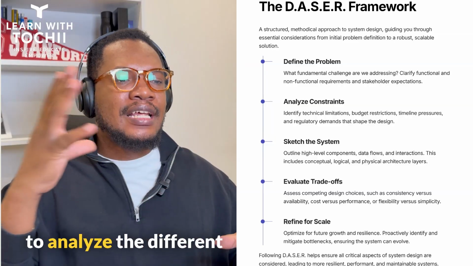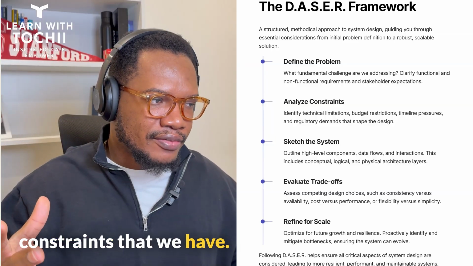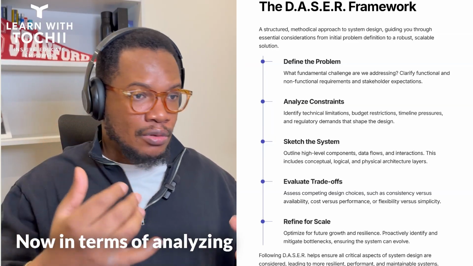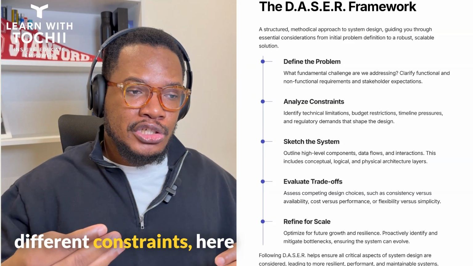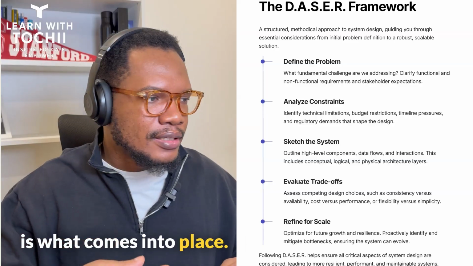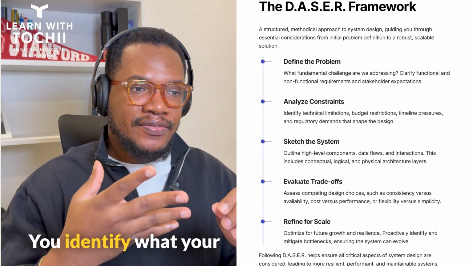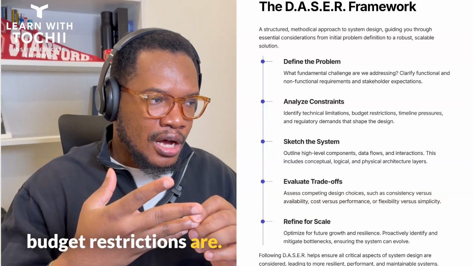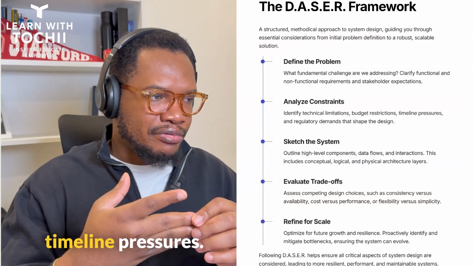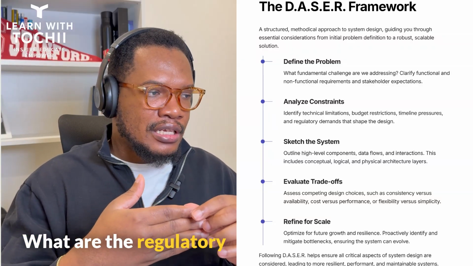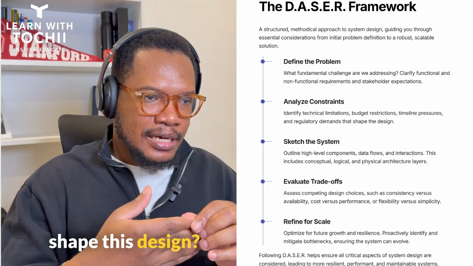And then we move on to analyze the different constraints that we have. Now, in terms of analyzing different constraints, here is what comes into place. You identify your technical limitations. You identify what your budget restrictions are. You look at the timeline pressures. What are the regulatory demands that would shape this design?